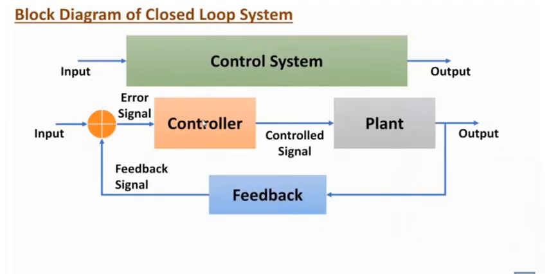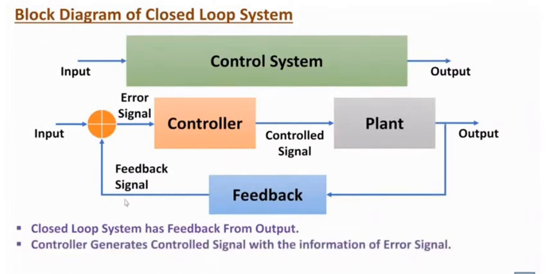So now you need to note down those basic points. See, with the closed loop system, we have a feedback. So here we have a feedback from the output, you can observe. With the closed loop control system, the controller is generating the controlled signal, you can observe, with the information of the error signal, right? Previously with the open loop system, the controller was generating the controlled signal with the information of the input. But with the closed loop control system, the controller is taking actions based on the error signal, right? Which is a combination of input as well as output, right?